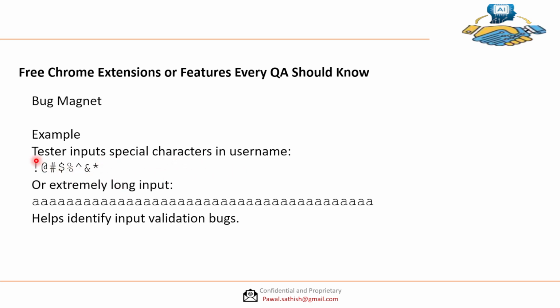So if our requirement is that it should accept 5 to 7 characters with special characters, using Bug Magnet we can generate different types of test data, like long input and so on. It definitely helps to identify validation bugs. I will show you in a demo how useful Bug Magnet is, and it definitely increases our productivity and saves a lot of time.